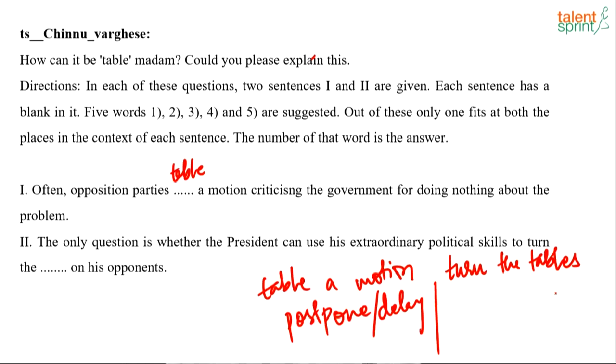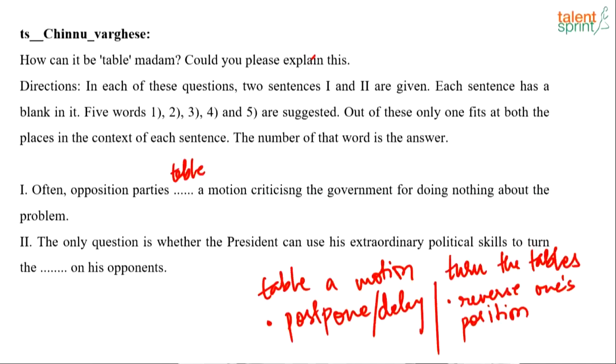Turn the tables means turn things around. Okay, so, to turn things around. Okay, so what did I say? This means postpone, and this is reverse one's position. Okay, so reverse one's position in what sense? Reverse one's position, and probably if you guys can make a sentence on turn the tables, that would be very nice.